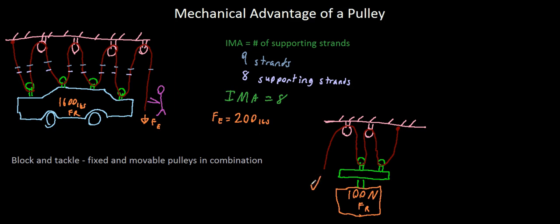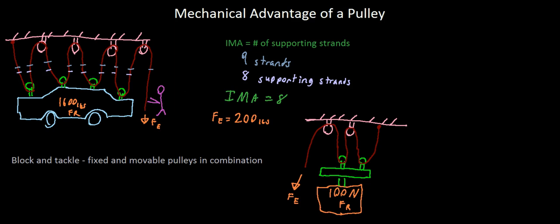And then we'll pull down here with a force effort. And as you can see, I color-coded it, to separate the difference, because on the top we have the block, and on the bottom here, this bottom pulley system, is the tackle. And so on top, we have the block, which is just the series of fixed pulleys. And if you look, it's just a bunch of fixed pulleys.